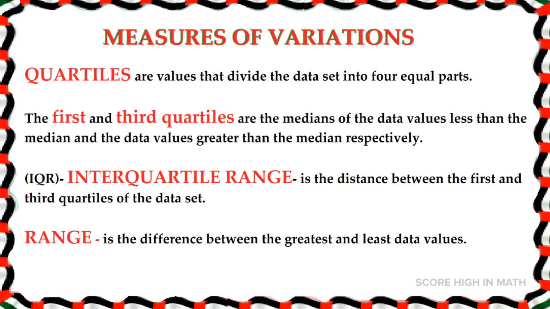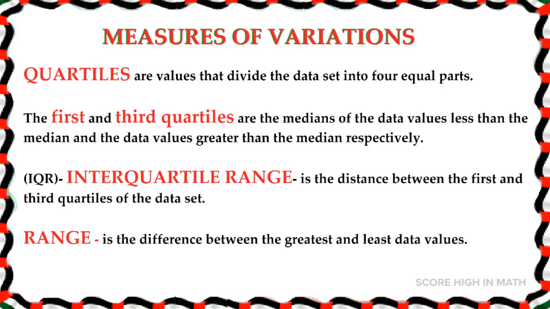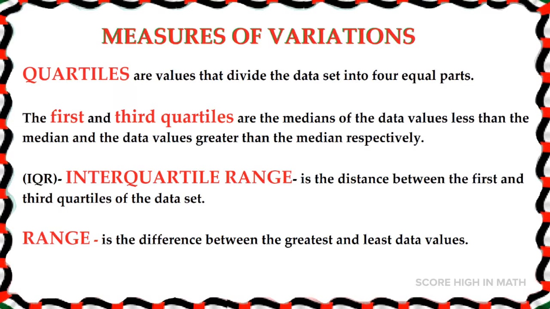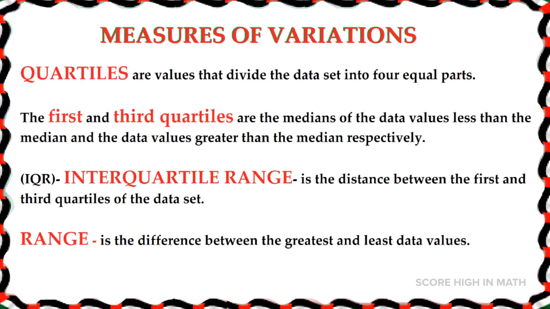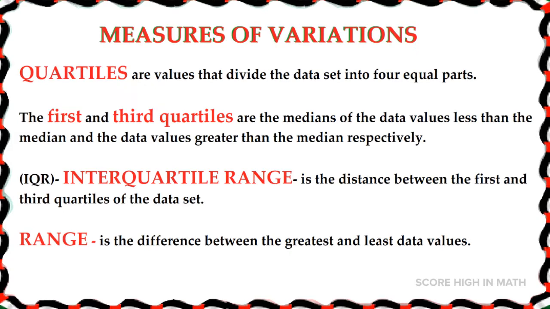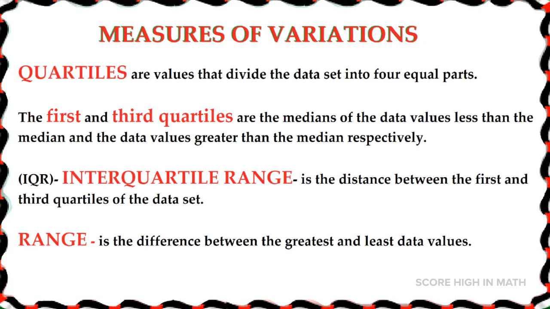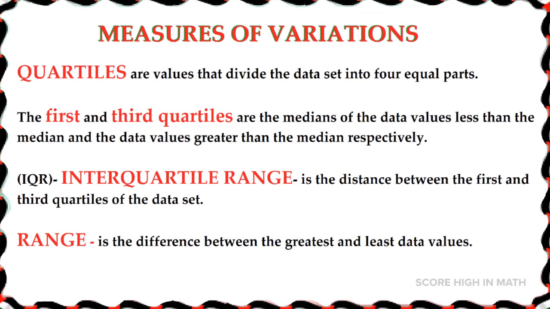The quartiles are the values that divide the data set into 4 equal parts. The first and third quartiles are the medians of the data values less than the median and the data values greater than the median respectively. The interquartile range is the distance between the first and the third quartiles of the data set. And the range is the difference between the greatest and the least data values.